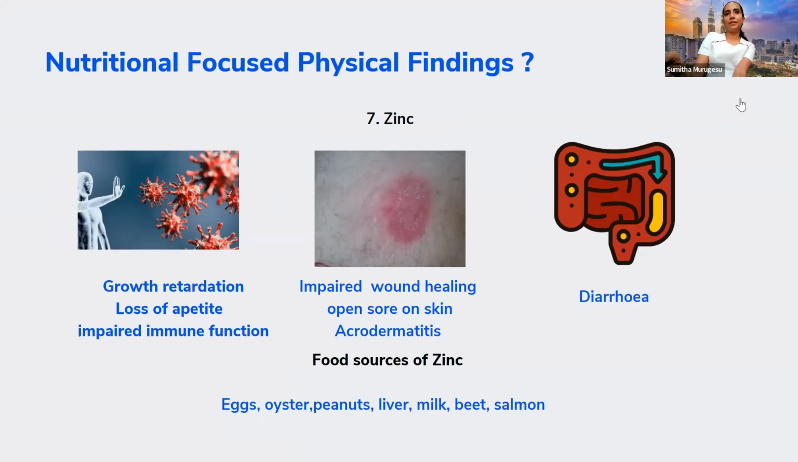Finally, zinc deficiency can present with growth retardation, loss of appetite, or impaired immune function. What's more characteristic about zinc deficiency is diarrhea and also impaired wound healing with open sores on the skin, and a condition called acrodermatitis enteropathica. And food sources of zinc include the following: eggs, oyster, peanuts, liver, milk, beef, and salmon.